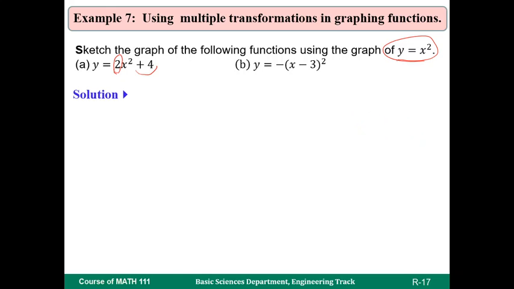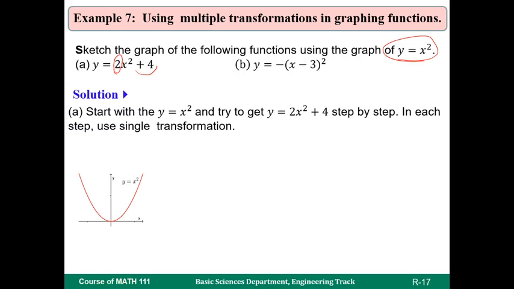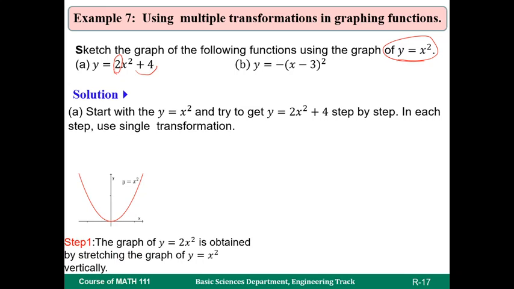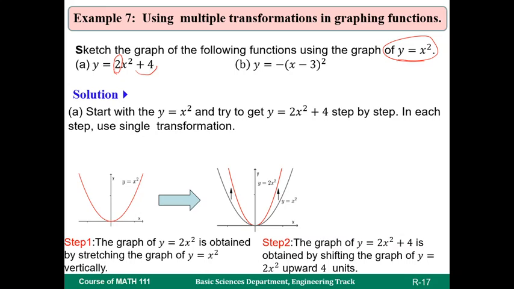Okay, let's see. X squared becomes 2x squared, so it makes a vertical stretching. And now we have a +4, so this has to be shifted up.